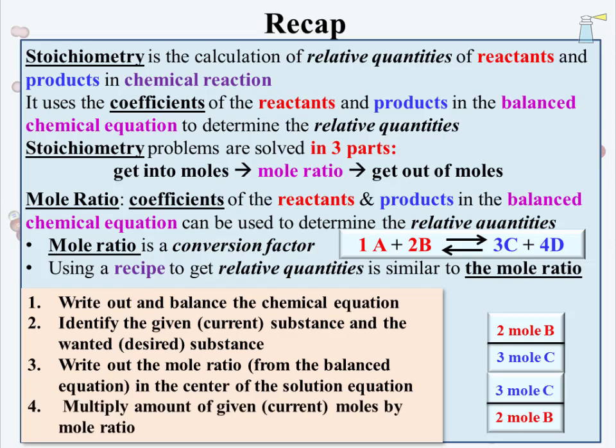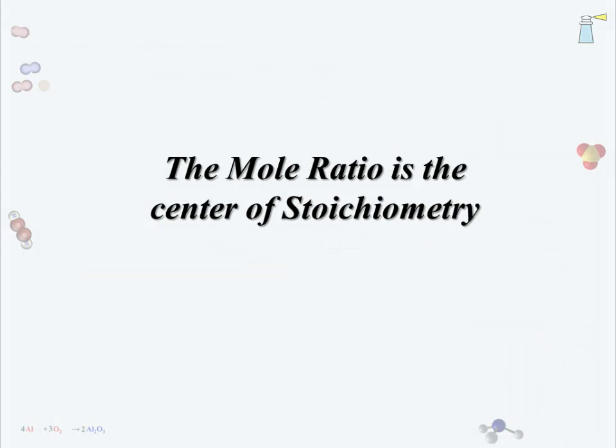The conversion is complete when the amount of given or current moles is multiplied by the mole ratio. Cancel units to verify that the mole ratio is in the correct orientation. And that concludes our lecture. The mole ratio is the center of stoichiometry.